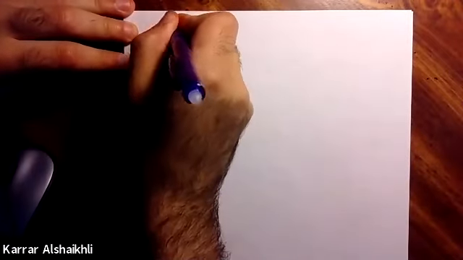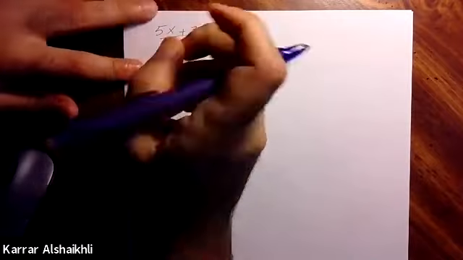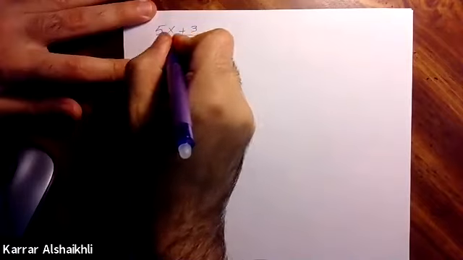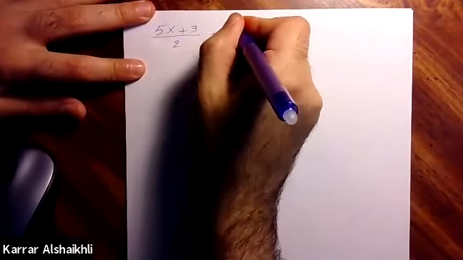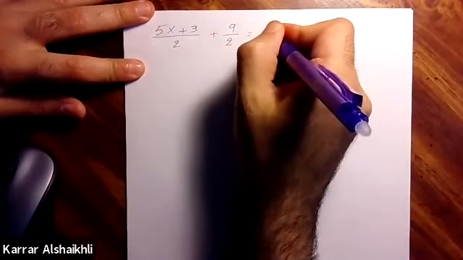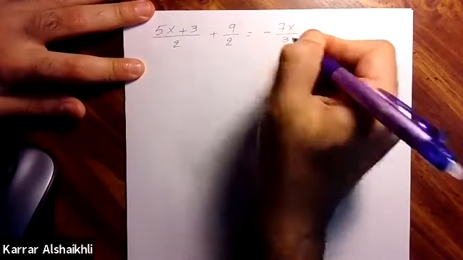If we have three fractions, three denominators: 5x plus 3 over 2 plus 9 over 2 equal -7x over 3.